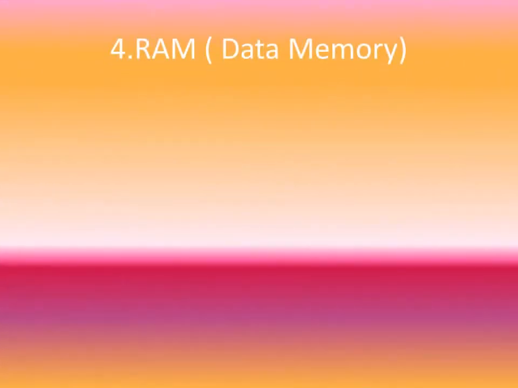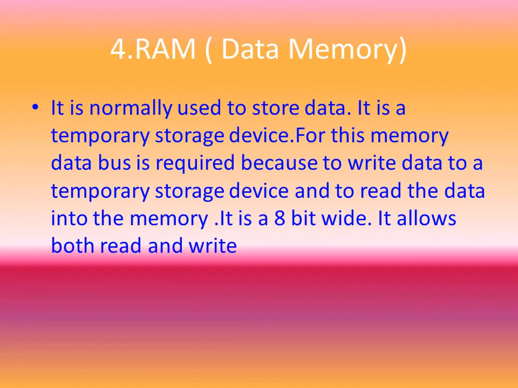Or you can call it a data memory. RAM stands for random access memory, and this is a temporary storage device. Means the data on this memory is stored for temporary purposes. It is 8-bit wide, and here it is a read write memory. Means you can read data and you can also write data on this memory.